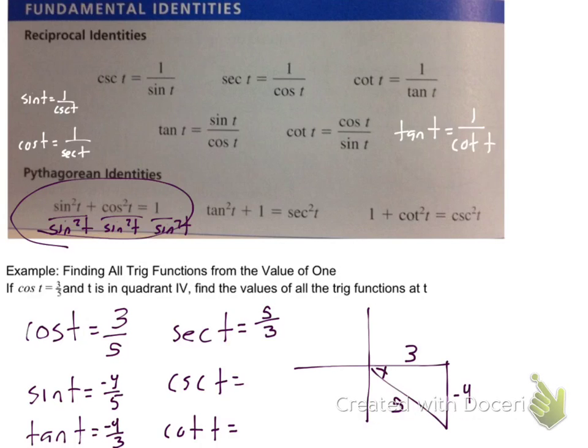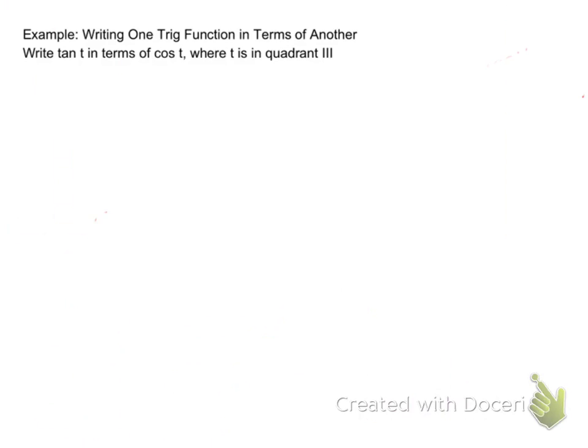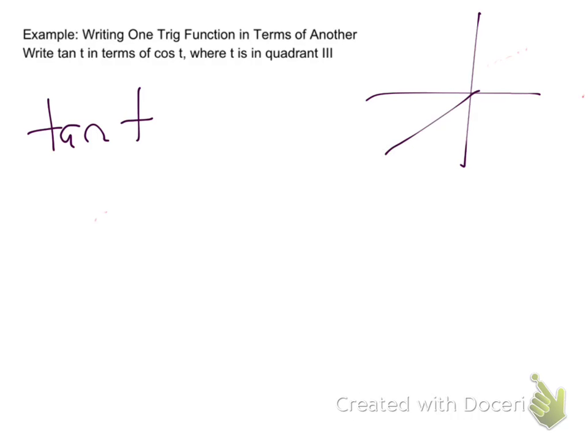Now we're going to have to do a little bit with our Pythagorean identities and understanding some stuff on these identities. The next problem says, you ready? Write tangent of t in terms of cosine t only, where t is in the third quadrant. So we are over here someplace. Can you change tangent of t to something else only in terms of cosine?